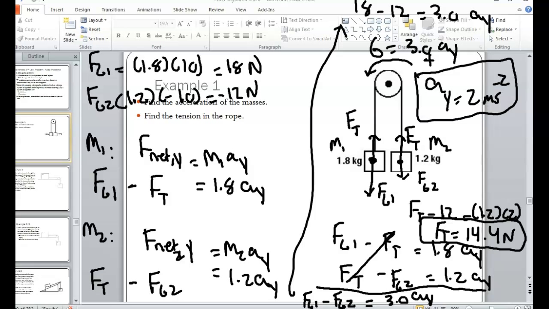This is definitely the easiest type of pulley problem you could ever see. It seems like a lot, but once you get the hang of it, it's super easy to do this type of problem, the basic Atwood machine problem. You can pause there and make sure you add that to your notes. Okay, so let's take a look at example 2.